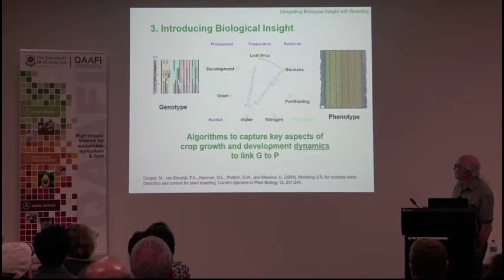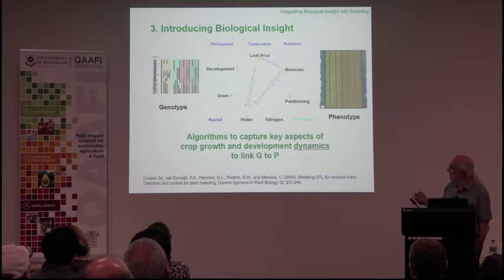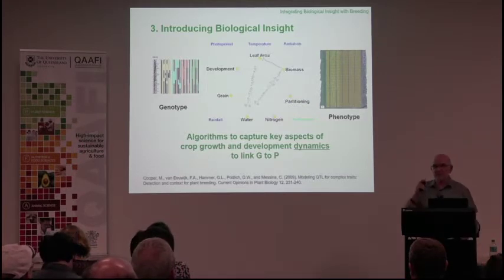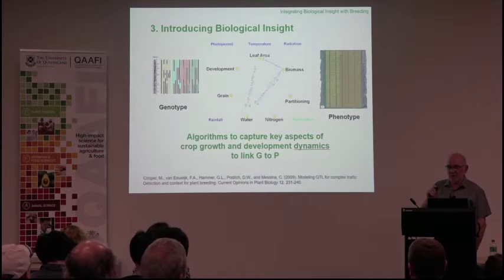But the main point is about dynamics. The algorithms you put into this space to connect up how a crop grows and develops are really all capturing the key aspects of the dynamics of crop growth and development. And it's that dynamics that generates the phenotype. It's the consequence of that dynamic. Small changes can integrate to large effects on phenotype, which I'll show you in a minute.